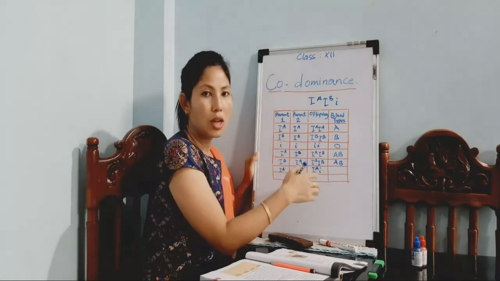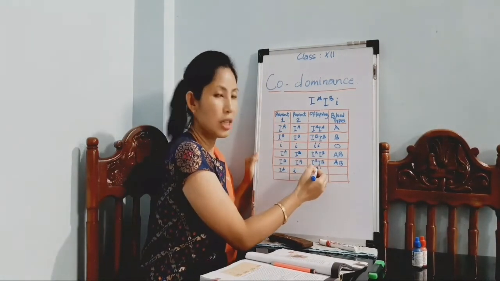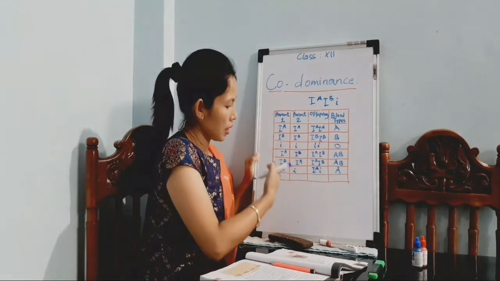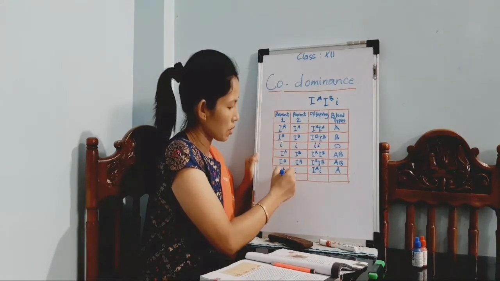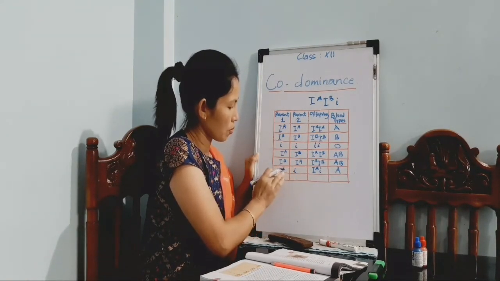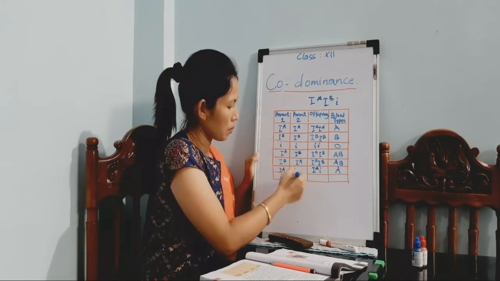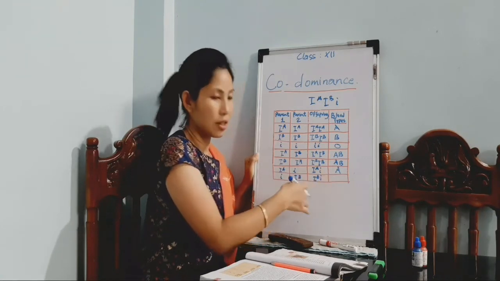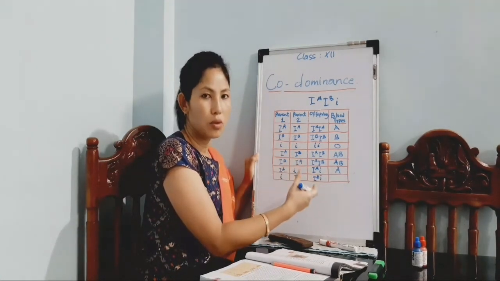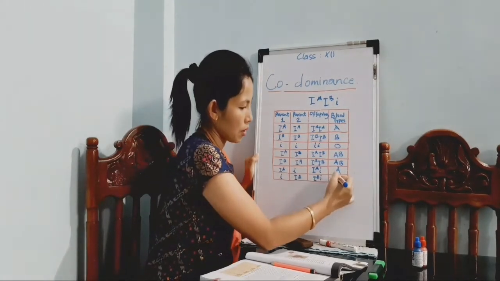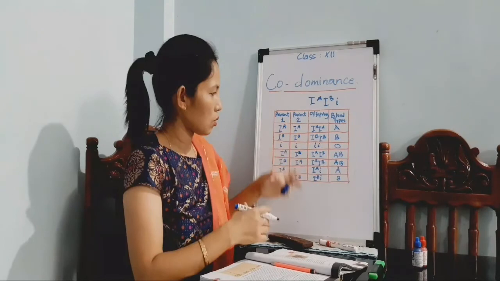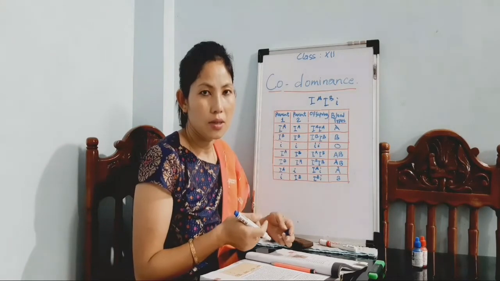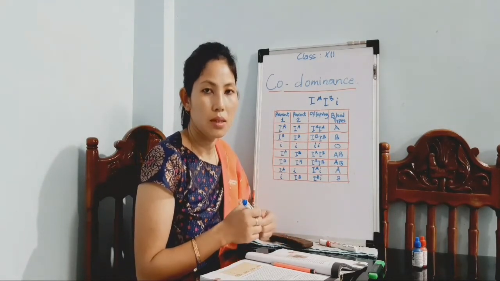And since small i does not produce any sugar at all, only A will express, so the blood group will be A. Now in the next case, if parent 1 produces small i and parent 2 produces IB, then it will be IB and small i. And here also it is the same case: as small i does not produce any sugar, it will be blood group B. So these are some possible combinations out of these 3 different alleles that control the blood group.